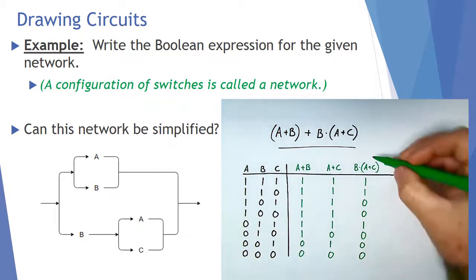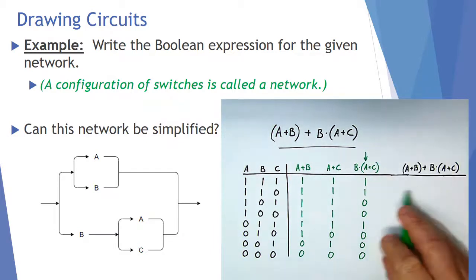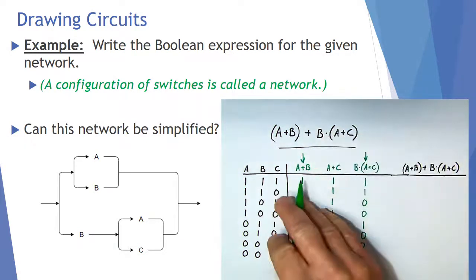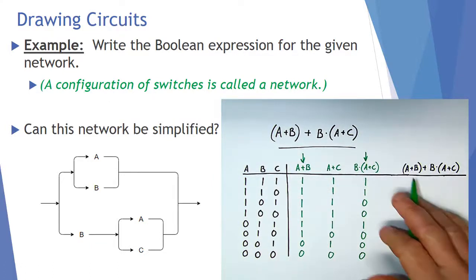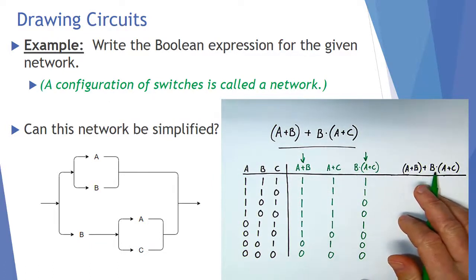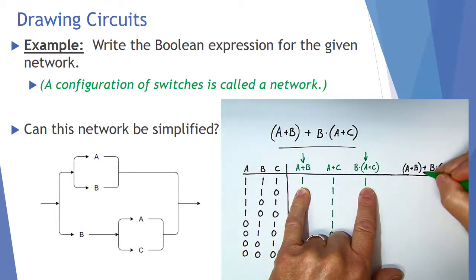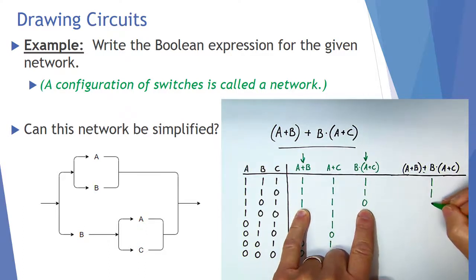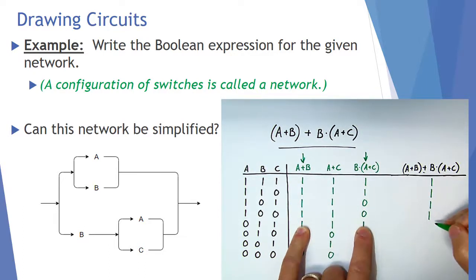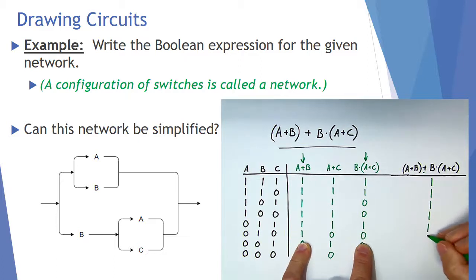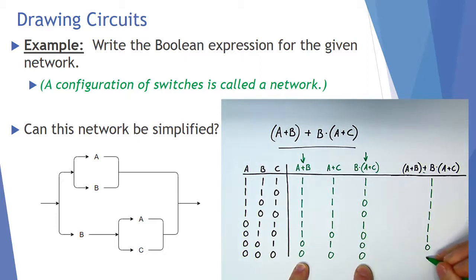So now that we have this column and we have an A or B column, we can look at these two and fill out the A or B and A or C column. So do we have one or the other? Yes. Yep. Yep. Yes. Yes. Yes. No. And no.